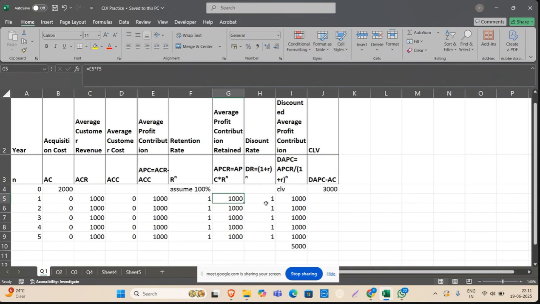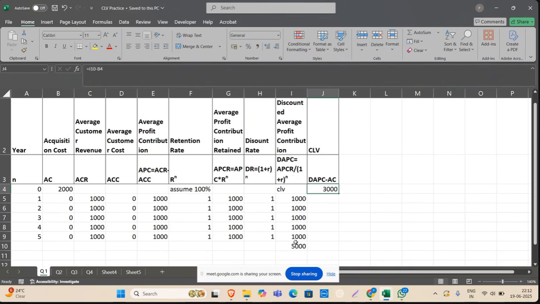And then the discount rate, in the first question they have not mentioned the discount rate as well, so you will consider it as 1 for every year. And then discounted average profit, so here you will calculate APCR divided by the discount rate. So this is how you calculate the discounted average profit contribution. And then finally you have to calculate the CLV.